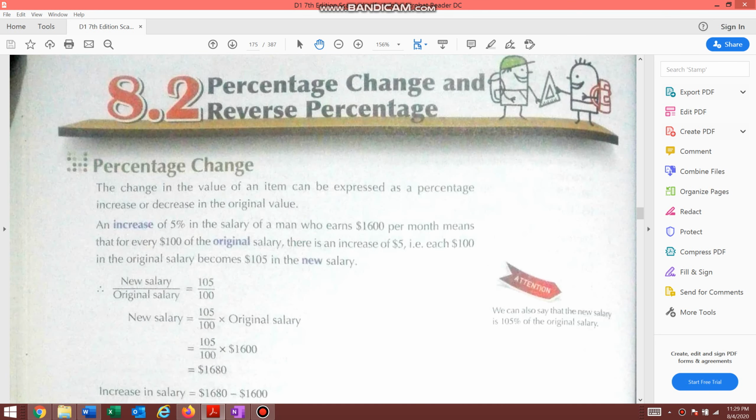Alright, grade 7. So today we are going to start with percentage change. Now this is where you, such as the example given over here, there's an increase in percentage of the salary of a man. Okay? So initially he was earning $1,600. Right now this has been a 5% increase in his salary. Now how much more salary is he now earning? Okay? So we talk about percentage change.